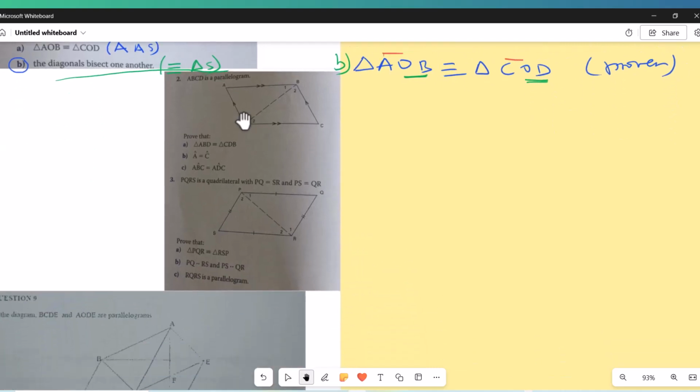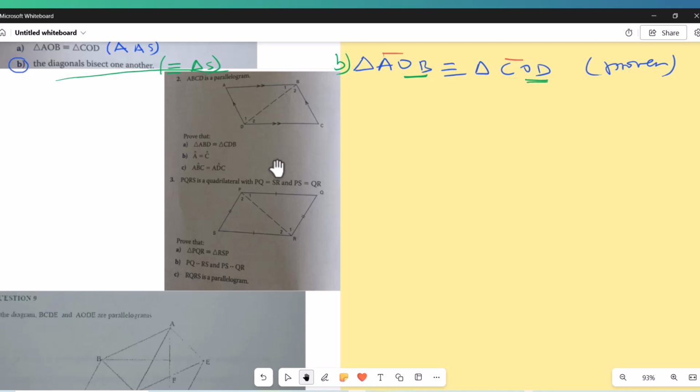Okay, there they said ABC is a parallelogram here. Prove that triangle ABD is congruent to triangle CDB. Now here, because of our time, let's do it now.